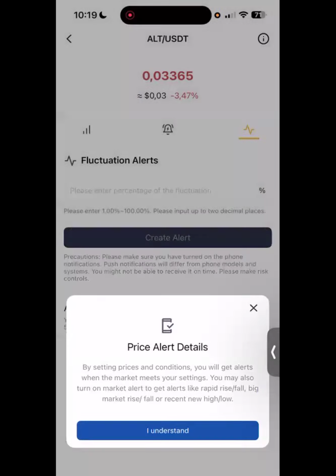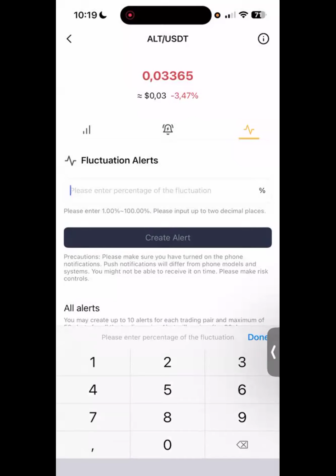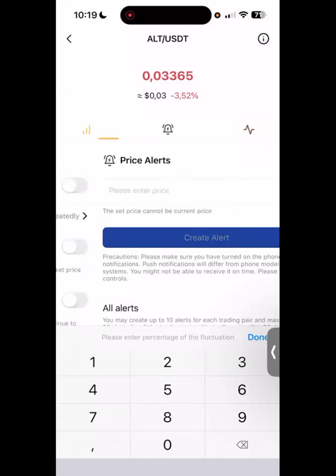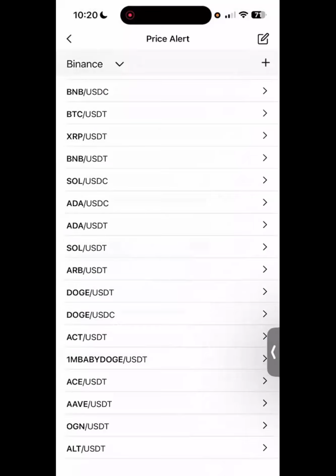Okay, I see the moon, and the moon sees you. So you enter that, oh, I want to be alerted if alt should drop by 10% or 2% or 20% because I want to either long or short. Okay, so this is how to use the price alerts. I hope someone has learned something new today.